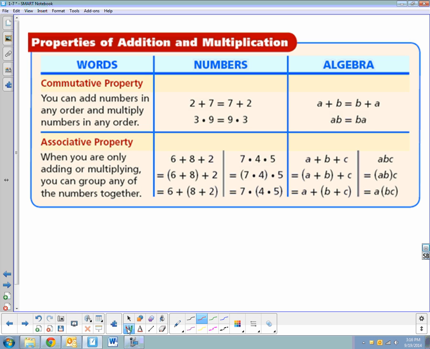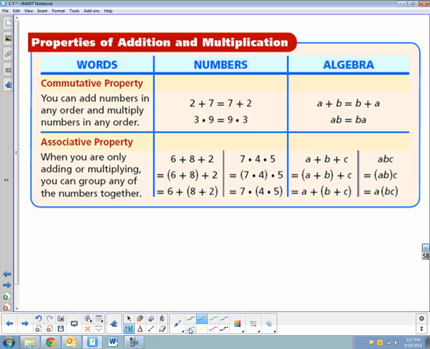Associative property. The associative property is when you are associating things together. If you have associates, they are people that are your friends, that you communicate with, that you work with. And so your associates are the people that you are in contact with. And the associative property is like grouping.